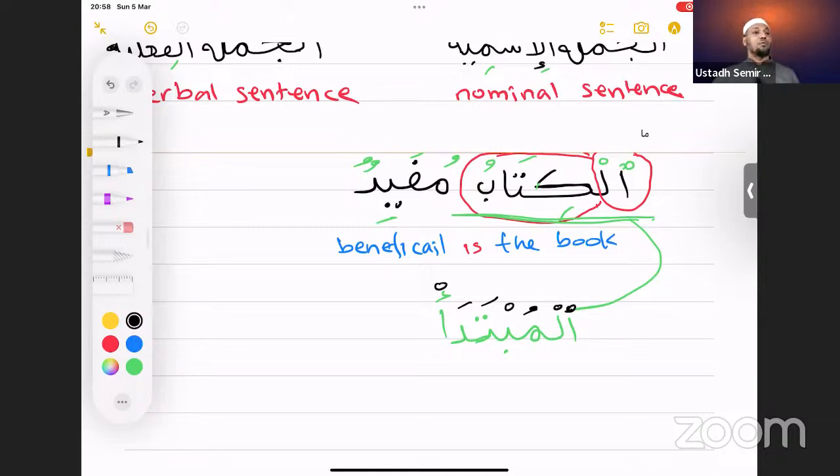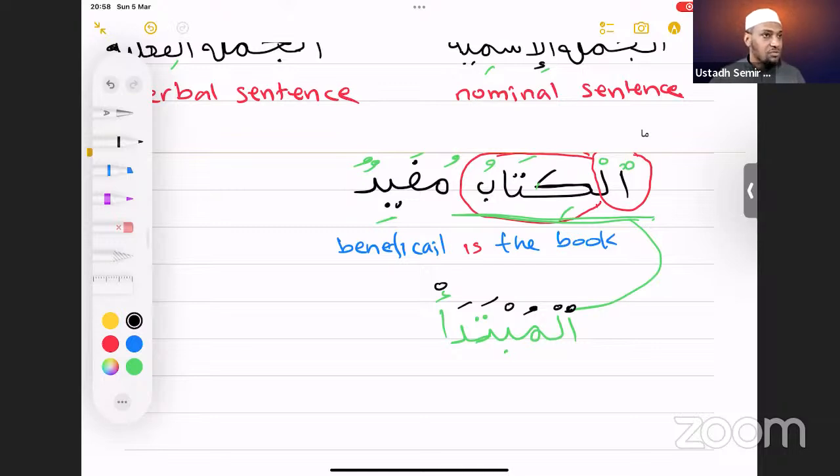Al-mubtada means the first noun in a sentence. Subject? Yeah, we can call it subject, but we don't want to confuse it with the subject that is in the verbal sentence. So the noun that happens to be at the beginning of a sentence is called al-mubtada.